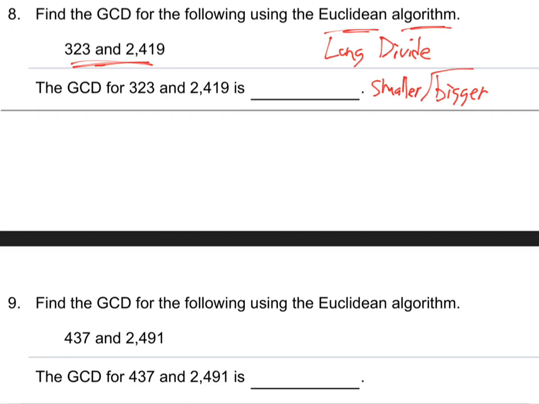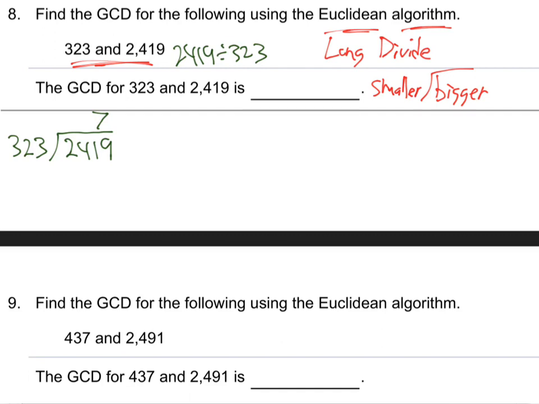Here we go. So let's take 323 into 2419. Do y'all have a calculator? What is 2419 divided by 323? You get some whole, and all I need is the whole number part. I don't care about the decimal. 7? Yeah. Okay. So 7 point whatever. It doesn't go in clean, does it? No. So then just write the whole number 7.